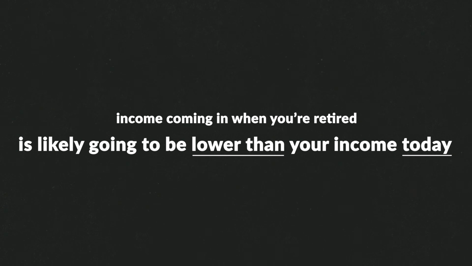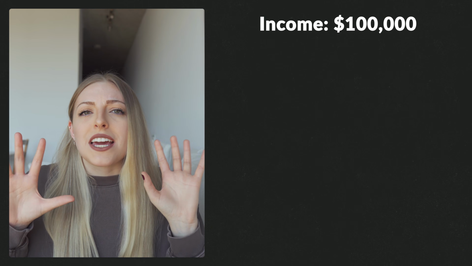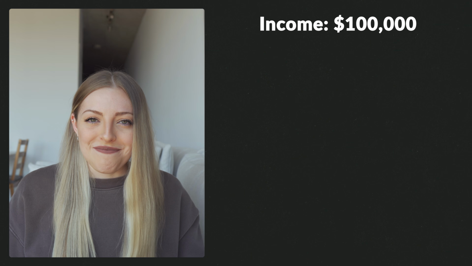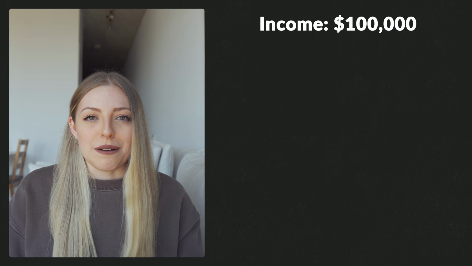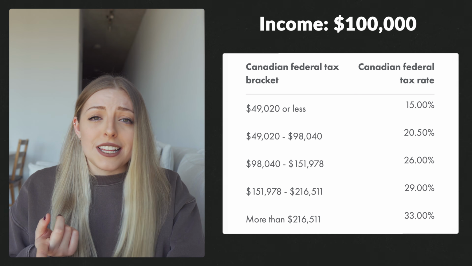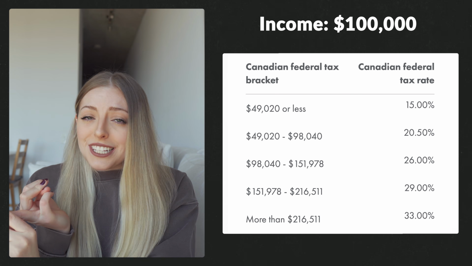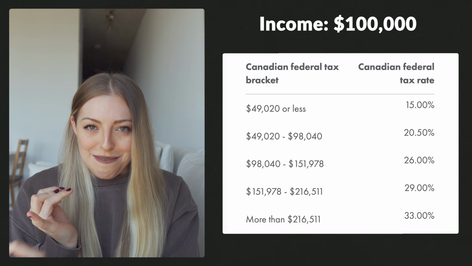It's because the income that you have coming in each year when you're retired is likely lower than the income that you have coming in each year today. So let's use another example to explain this. Let's say you now make $100,000 per year, a nice little salary increase from the previous $50,000. Of that $100,000 in income, you're hitting a few different tax brackets there. Part of your income is being taxed at 15%, part of it's being taxed at 20.5%, part of it's being taxed at 26%, and part of it's being taxed at 29%.